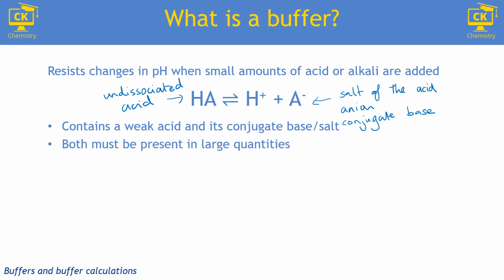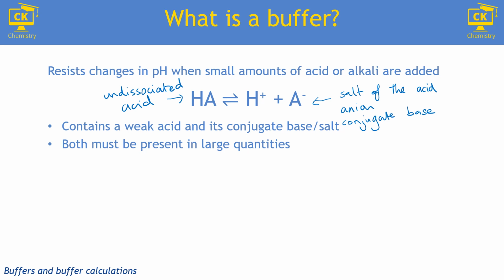We will come back to how it works right at the end of this video, because it's much easier to explain once we've done lots of calculations how the buffer is actually responding and resisting changes in pH. It's not magic, it's not stopping the changes. Both of those things need to be present in large quantities. When we say large quantities in chemistry, we don't actually mean large quantities. We mean if one of them is 0.1 moles per dm cubed, the other one has to be of a similar concentration. It cannot be 0.00001. It won't work. So imagine that HA and A- are similar sizes in quantity.